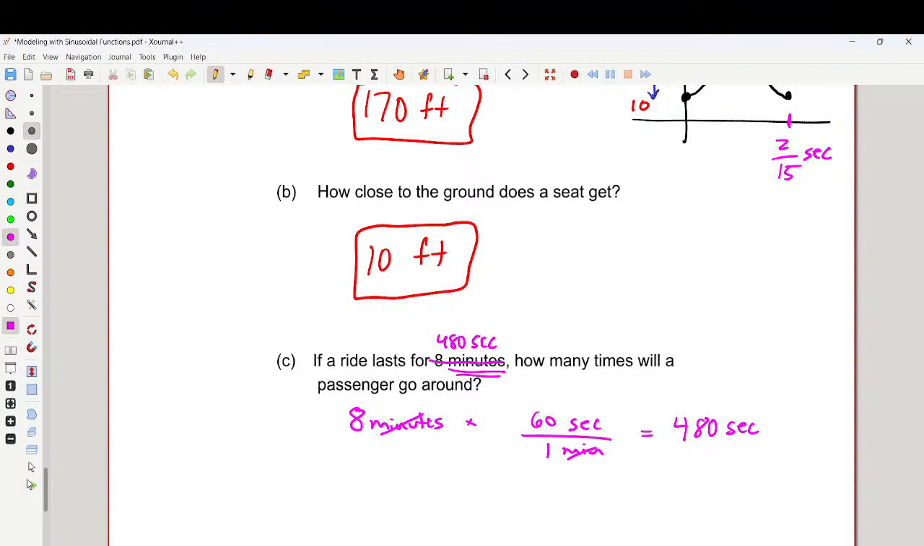I don't know if this is a realistic Ferris wheel. This is why I don't go on these things. The thing's broken and they're probably stuck on there forever, flying around this thing.